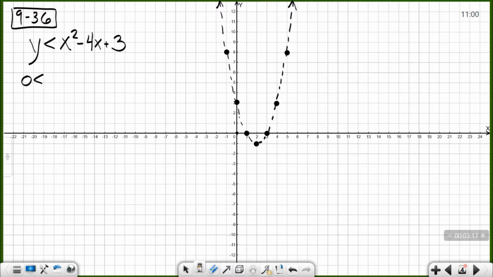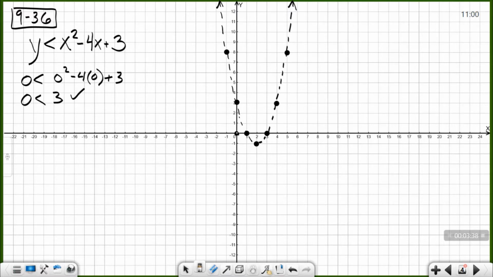I can plug in 0 is less than 0 squared minus 4 times 0 plus 3. And if 0 works, then we're going to shade in the area where 0 is. And we see 0 is less than 3, which is true. That means I'm going to be shading where 0 is. Well, 0, 0 is right here, so I'm going to be shading on the outside of the parabola, as it would seem.